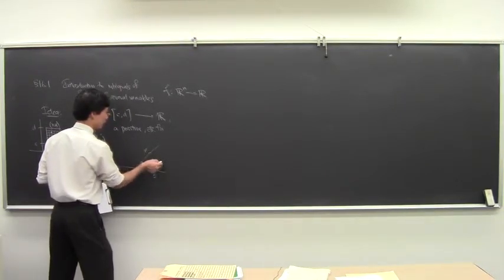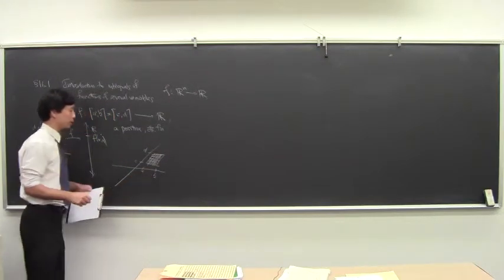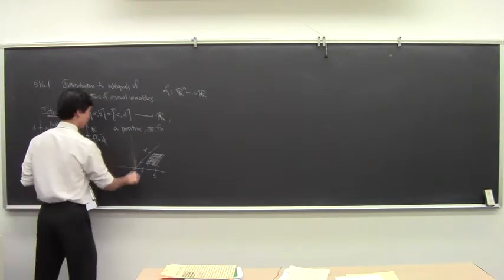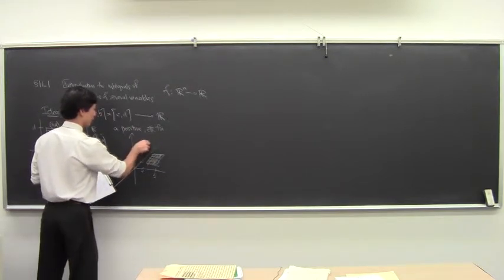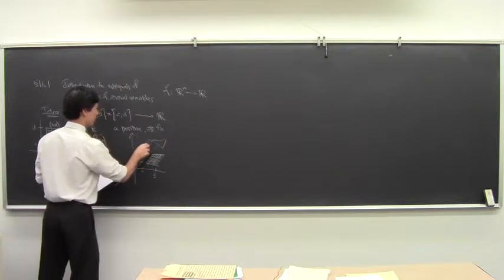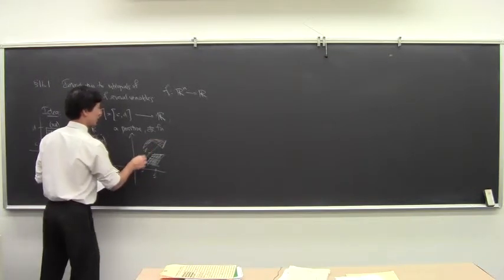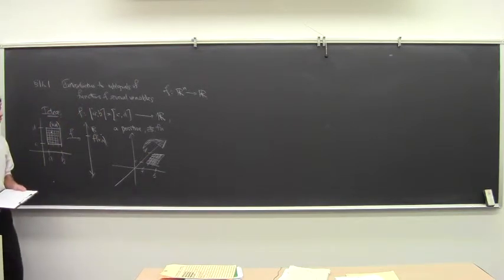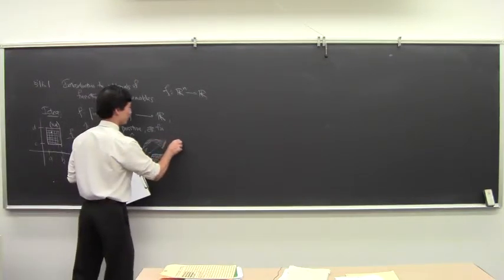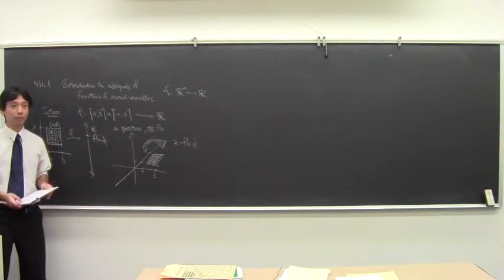If you draw the graph of this, then here's your domain again. We've laid the domain down flat, and then above the domain, you have the graph of your function floating above it, maybe like this. You have some sort of carpet floating above your domain. So this is the graph of your function. Okay, everybody on the right page?